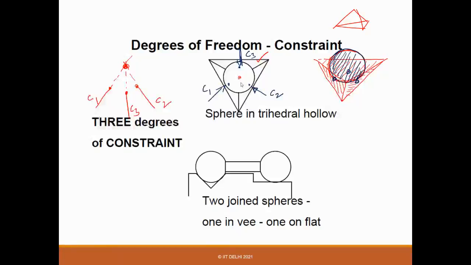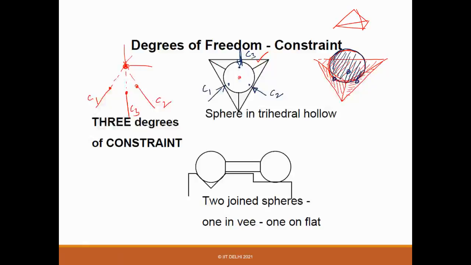So in this case, what's happening is there are three constraint lines, but they are not aligned along the X, Y, Z directions, right? They may be along the diagonal, or they are normal to the contacting surfaces and pass through the contact points. So what will happen, all these three together can constrain all the translations.